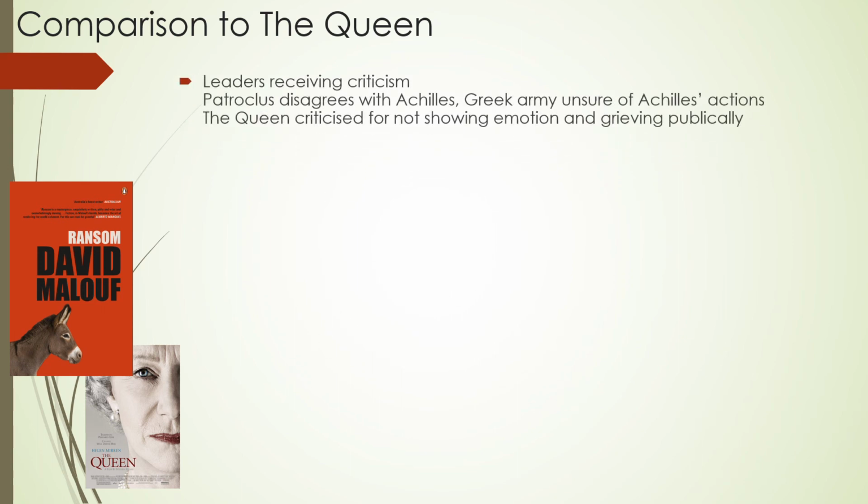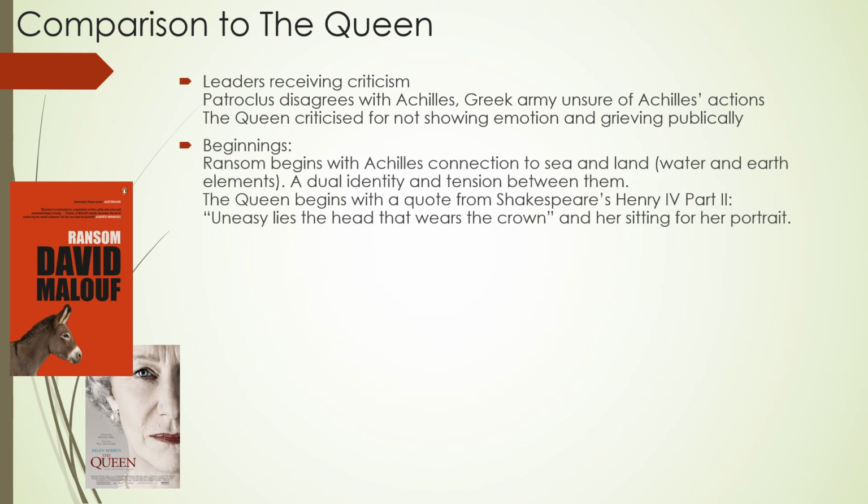So in a nutshell, we've got leaders. A big part of both film and text is leadership, receiving criticism. Patroclus disagrees with Achilles, and the Greek army are unsure of Achilles' whole demeanour and what he's doing. They're looking on like, what are you doing, mate? Is this really healthy? You're doing what we should not do. You're breaking the rules of our society. And the Queen is criticised for not showing emotion. So leadership, receiving criticism.